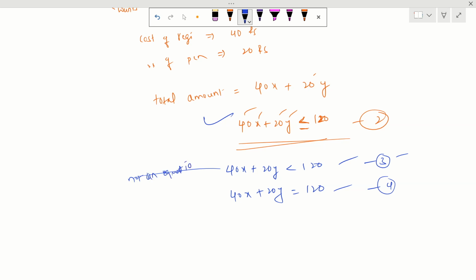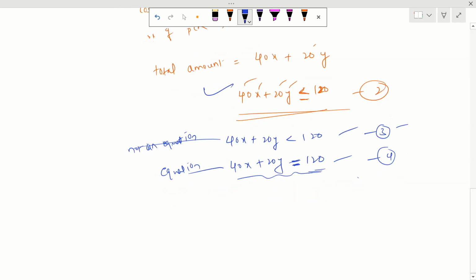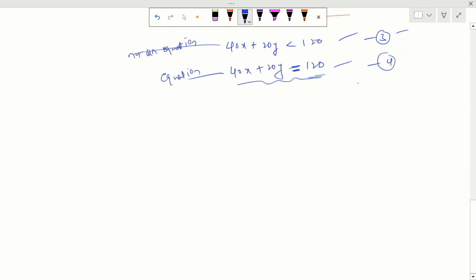Equations usually have an equal term, like x plus y equal to something. This type of expression is called an equation. Statement 4 is an equation. So now we are able to define the statement of inequalities.